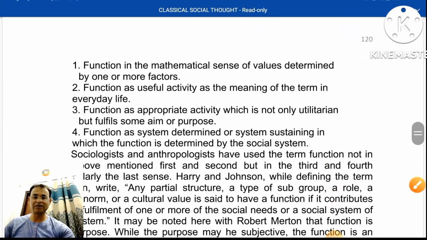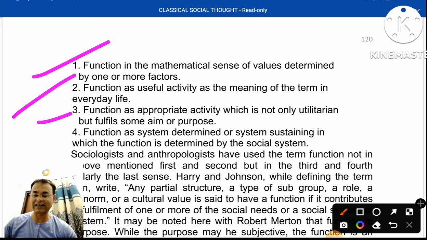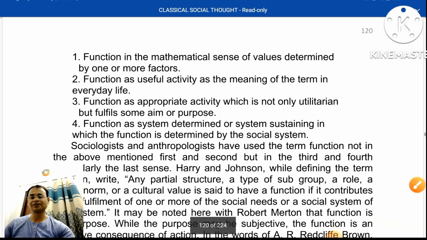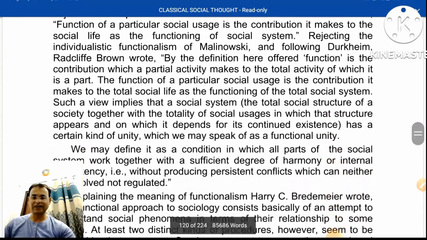Function in the mathematical sense; function as useful activity, in the meaning of the term in everyday life; function as appropriate activity which is not utilitarian but fulfills some aim; and function as system-determined or system-sustaining, in which function is determined by the social system. So there are so many meanings of function.